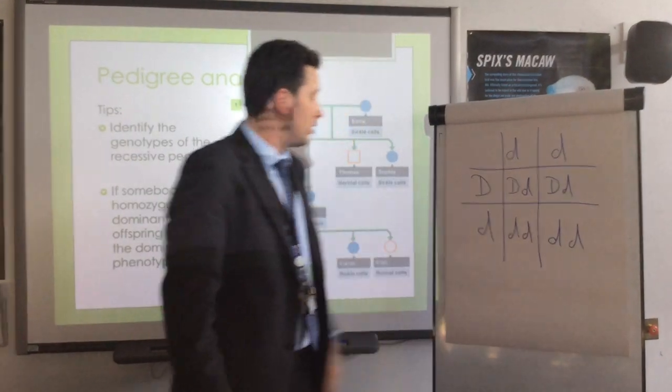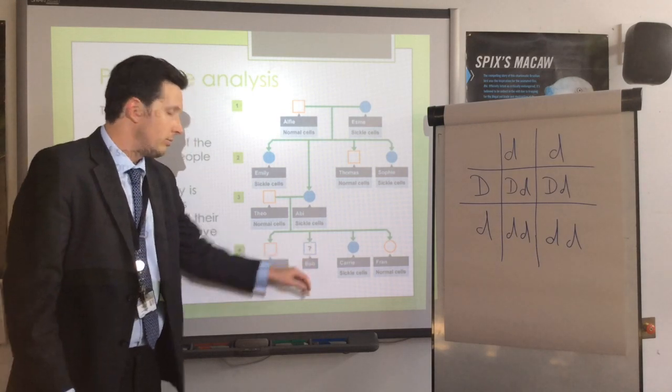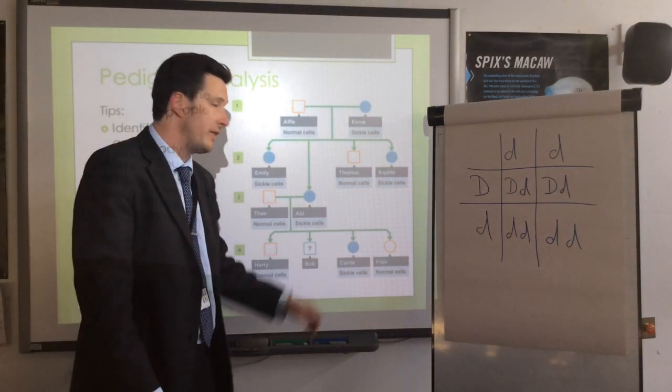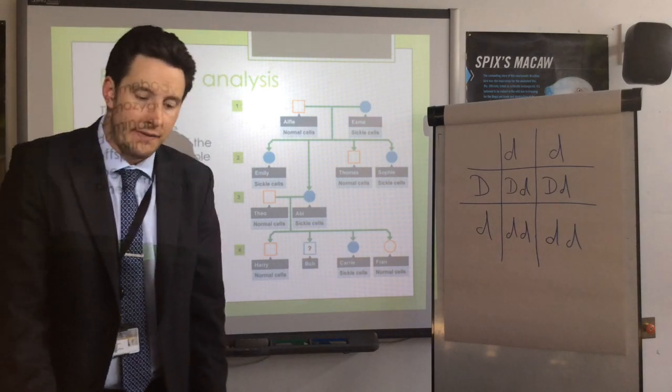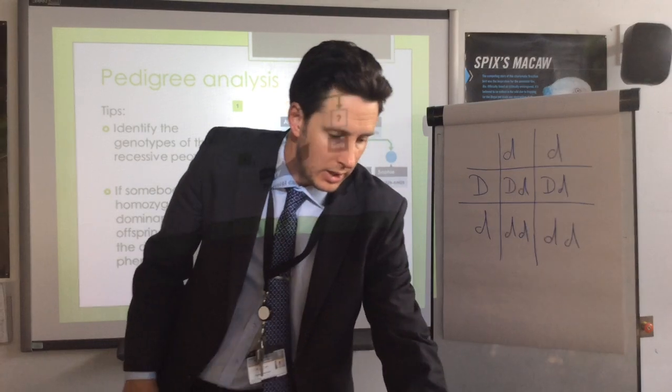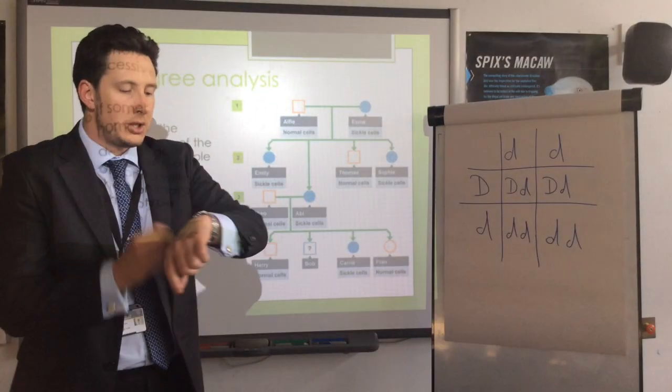50% chance that Bob here will have sickle cell anemia. We can't tell which way it's going to go, but it's a 50-50 chance either way. And every time they have a child, it will be a 50-50 chance. Okay, I think I'm pretty much at the end.